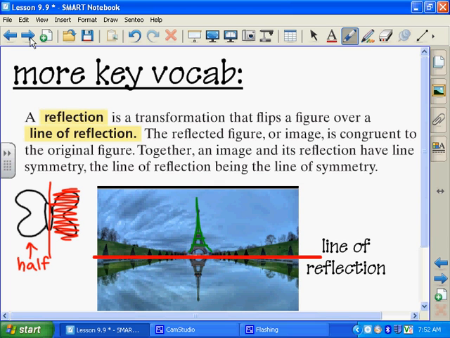You're reflecting the image over a specific line. So there's where the difference is. If I can cut it in half, it's a line of symmetry. If I can double it, it's a line of reflection.